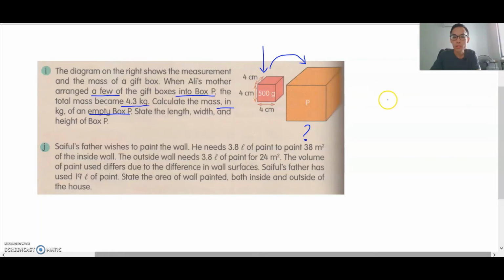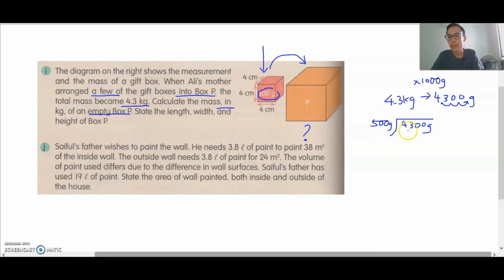So what we can do is we take 4.3 kilogram, we change to gram first. Now when you change to gram, you times 1000 gram, right? So 4.3 becomes 4300 gram. How do we get that? 4.3, you move 3 times to the right, the decimal point. So we get 4300 gram. This is the total weight. Then we divide by the gift box, which is 500 gram, to find out how many boxes we can fit.